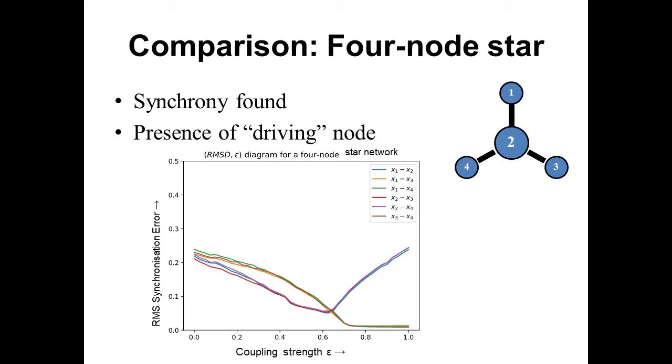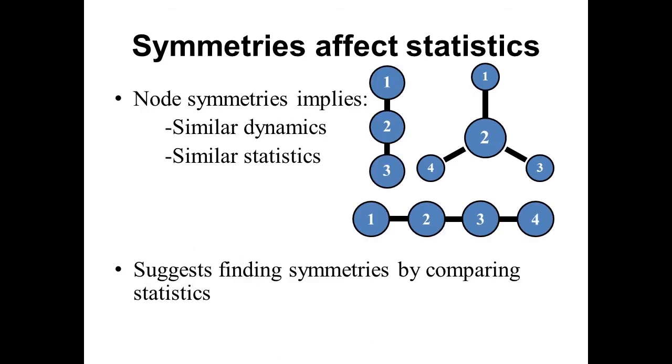Then I looked at a 4-node star network, and this one does have a central driving node. So it turned out we could get synchronization here, because as you can see, the errors between the outer nodes went to 0 for high coupling.